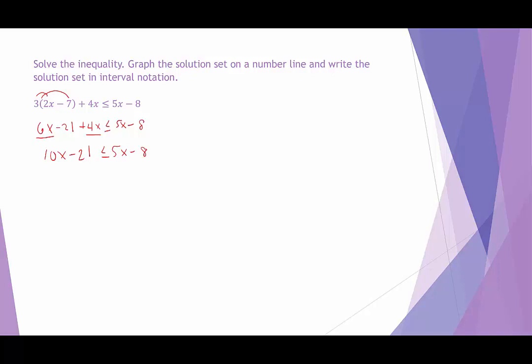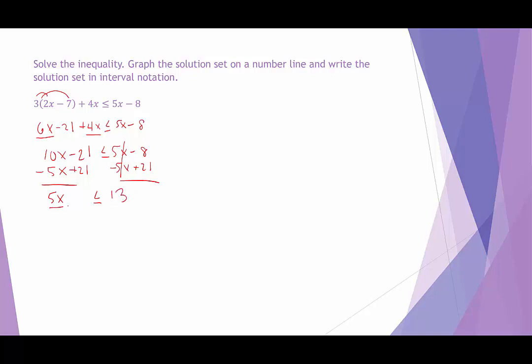I'm going to get all the variables to the left, so I'll take away 5x from both sides, and I'm going to move all the constants to the right, so I'm going to add 21 to both sides. Okay, so I'm doing the same thing to both sides, and I'm not doing anything weird yet, so adding and subtracting won't change inequality signs. 10x minus 5x is 5x. The negative 21 and positive 21 cancel, and here we're left with negative 8 plus 21, which is 13.